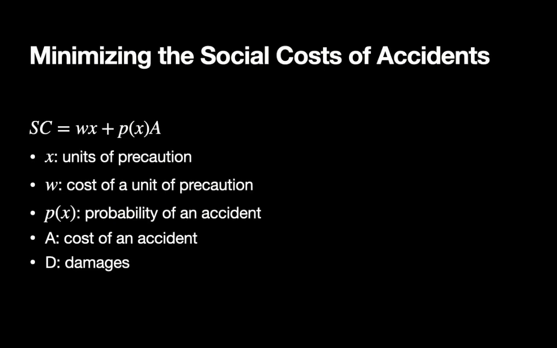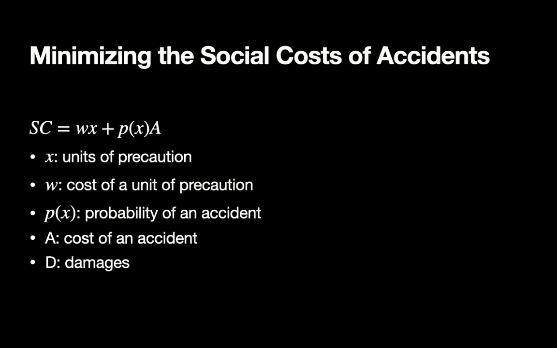Accidents can impose costs on society through two basic means. One, the direct cost of an accident due to the harm when an accident actually takes place, and two, the cost of taking precaution to avoid accidents. The social cost of accidents is given by this equation.